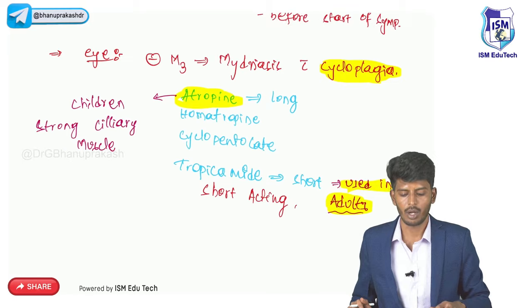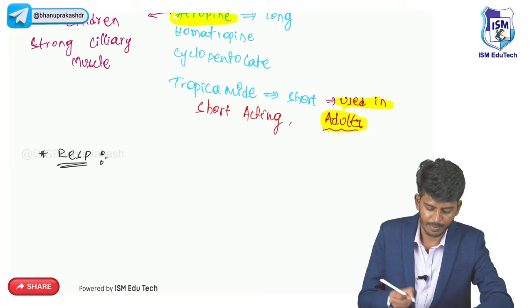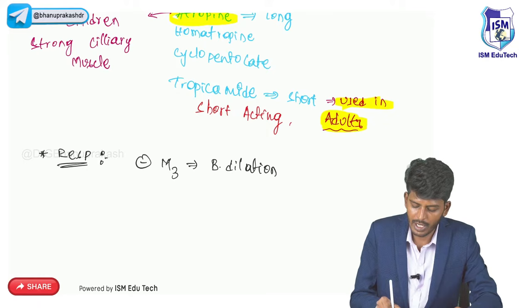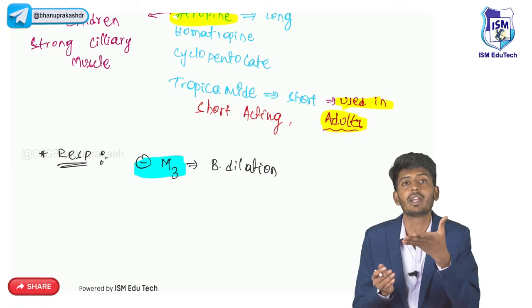Let's go to the next aspect. What is that? The respiratory tract. When you look at the respiratory tract, guys, if you block the M3 receptor, it will lead to bronchodilation. Why bronchodilation? Very easy. Parasympathetic bronchoconstriction used to happen with the help of M3. Now what I did was block that M3, so automatic bronchodilation. So they are used for COPD.